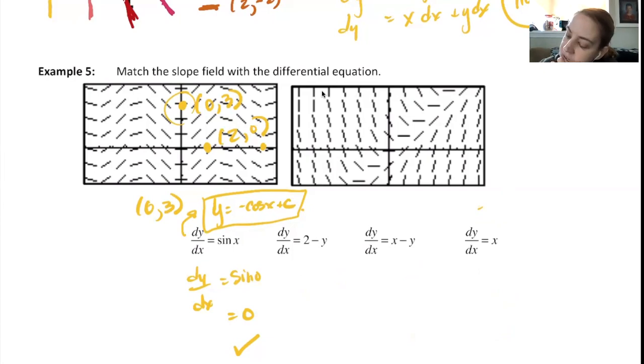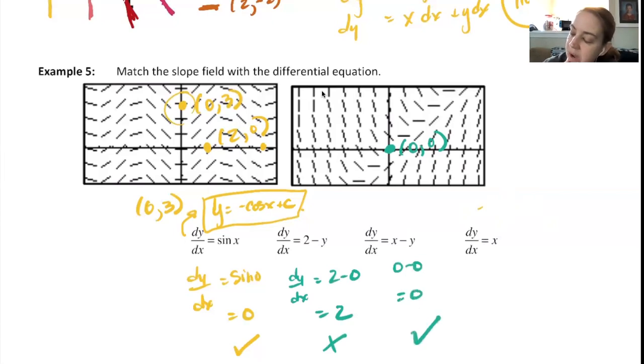Let's choose, I don't know, I'm kind of digging the origin here. (0, 0). So we've already established that sine of x was used. For the second one, dy/dx equals 2 minus y, so it'd be 2 minus 0. Does that look like a slope of 2 at the origin? Nope. If I say x minus y, 0 minus 0 would be 0, that could be it. Or dy/dx equals x could be 0. That could be it. So again, I've got 2 possibilities.